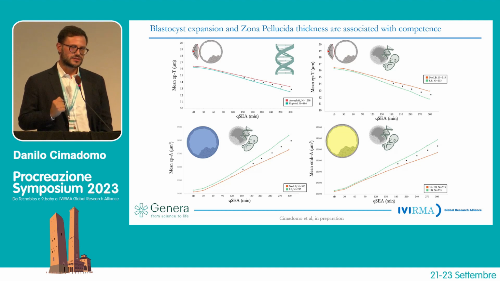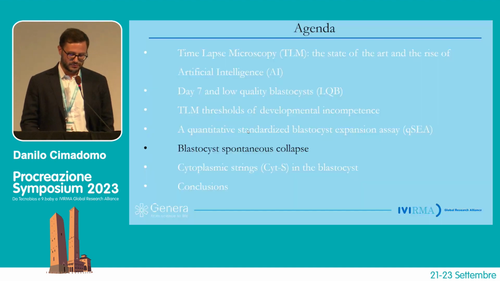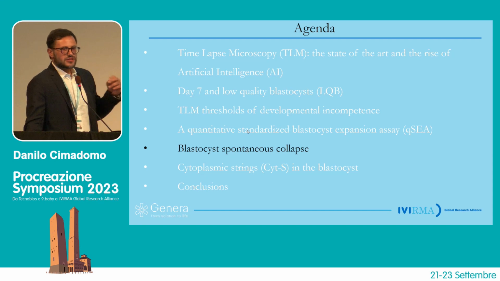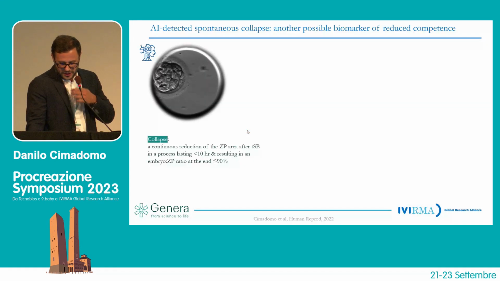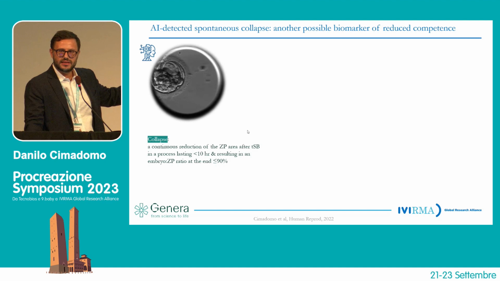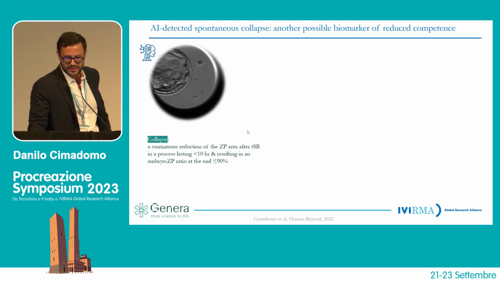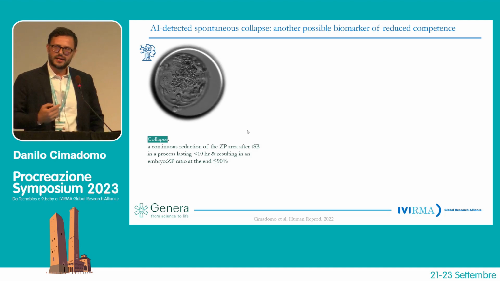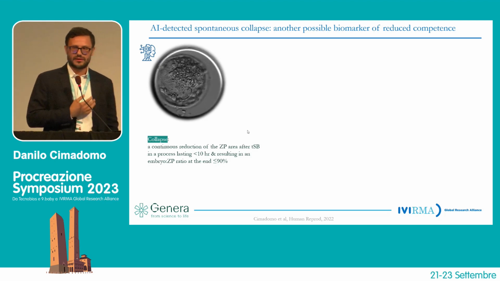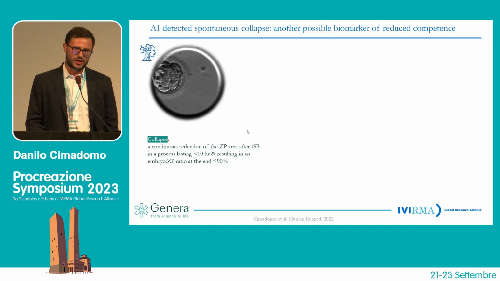And this difference gets already significant after 150 minutes. Blastocyst spontaneous collapse. This is something we published in 2022, the event you can see there. Embryos basically are collapsing and then re-expanding. This can even be called pulsation. This is obviously an outlier embryo. It underwent 9 consecutive collapses.